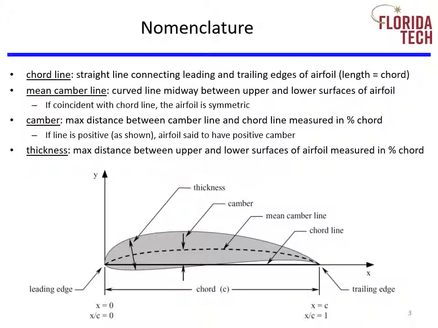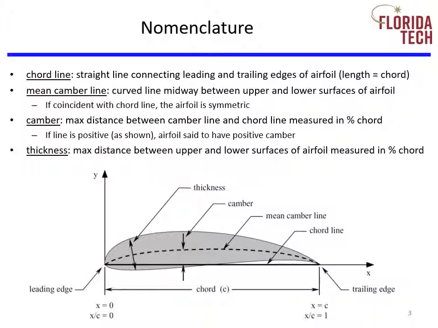Let's now walk through airfoil nomenclature. Leading edge, trailing edge, and thickness are pretty self-explanatory. The chord line is the straight line passing through the leading edge and trailing edge. The length of the chord line is called the chord.